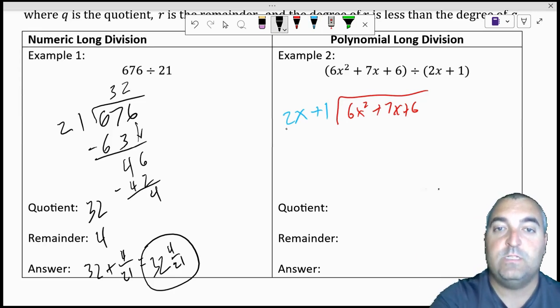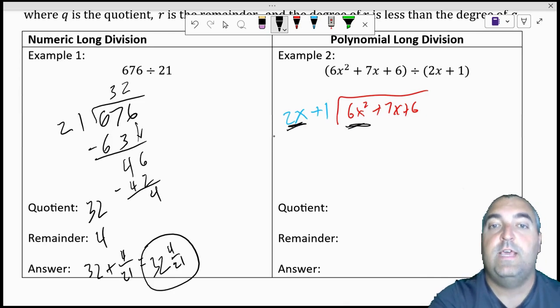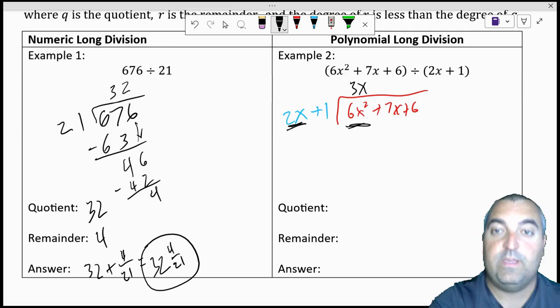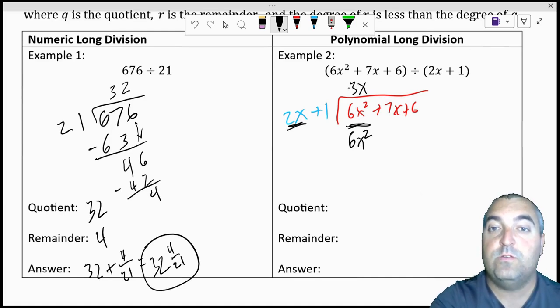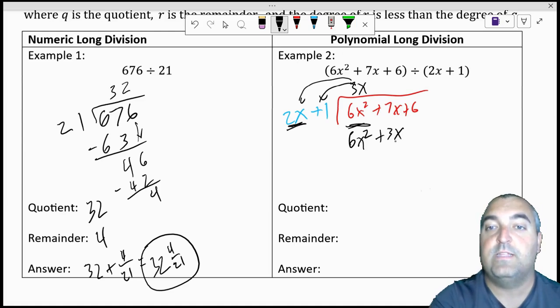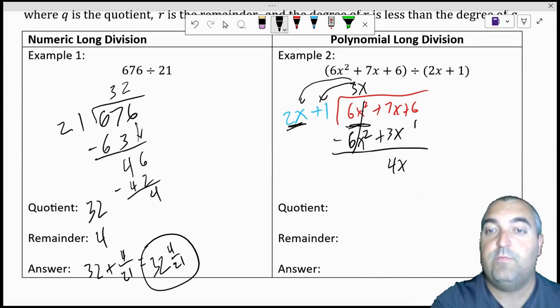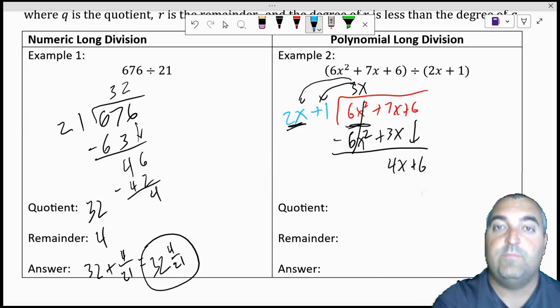So now the way it works is all we look at is the first terms. And we think, okay, what do we need to multiply 2x by to get 6x squared? Well, that would be 3x, because 3x times 2x is 6x squared, but we have to multiply it by everything. So we also multiply it by the 1. So we say plus 3x. Okay, so that's that multiplied, and then there's that multiplied. We get this answer, and just like with numeric, we subtract as our next step. This cancels. 7x minus 3x is 4x, and we bring down the last term, and then we continue on.